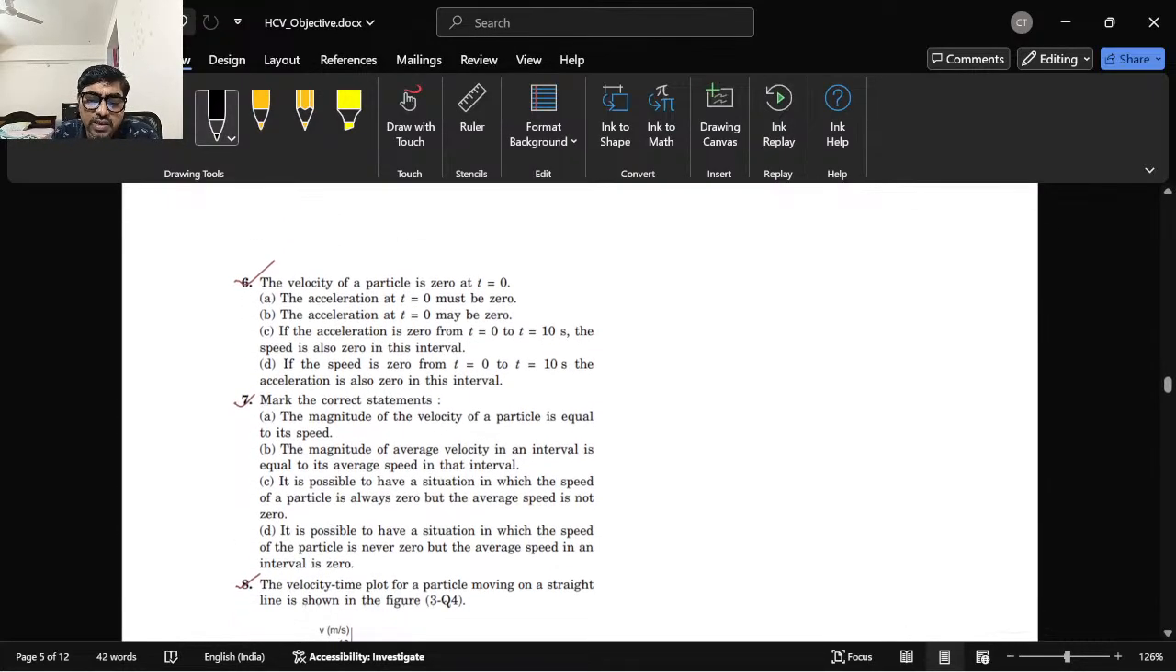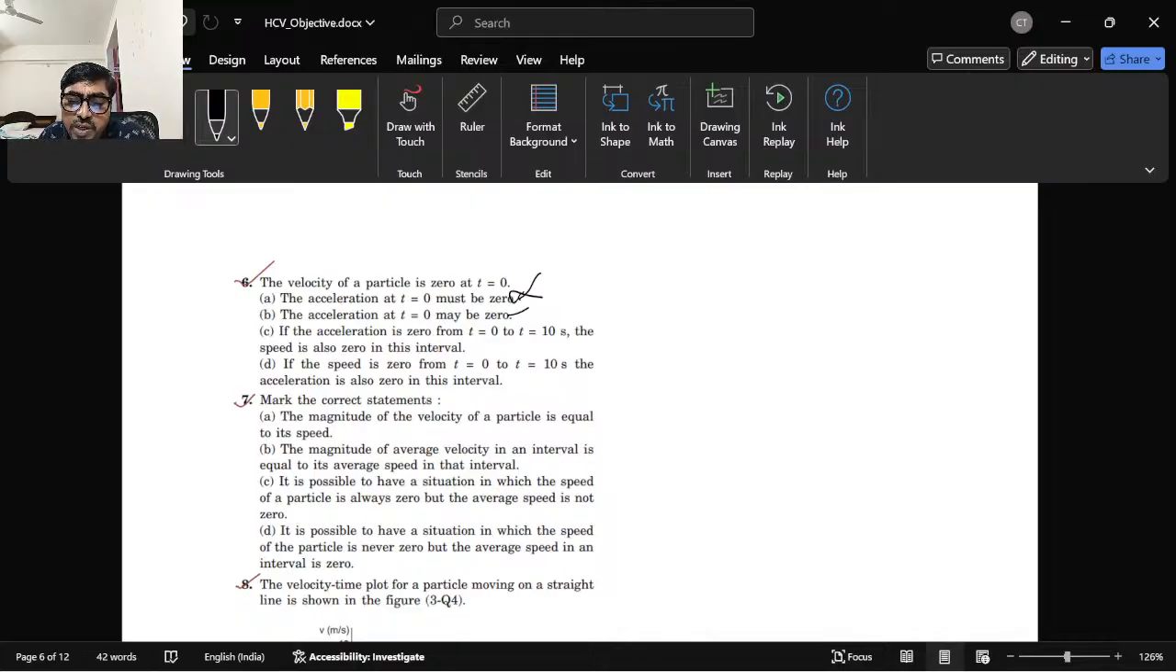Next, sixth question, sir. The velocity of a particle is 0 at t equal to 0. Okay, momentarily 0 he said. Will it continue to be 0 throughout or will it go afterwards, we don't know that. But at that moment velocity is 0 momentarily. Acceleration at t equal to 0 must be 0? Just now we have seen it is a wrong statement. Velocity 0 does not mean acceleration has to be 0. Acceleration at t equal to 0 may be 0, correct statement. May be 0, may not be 0.